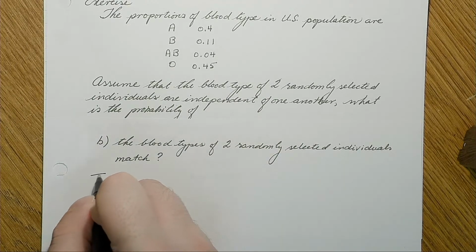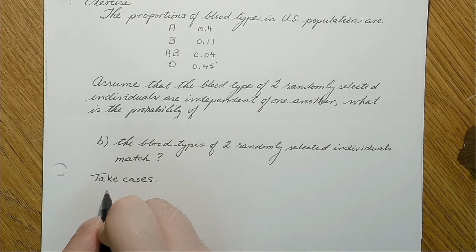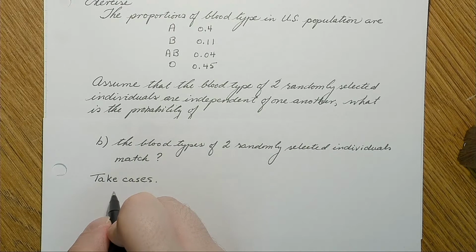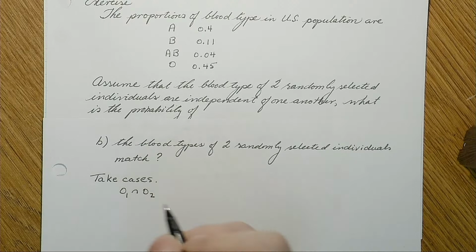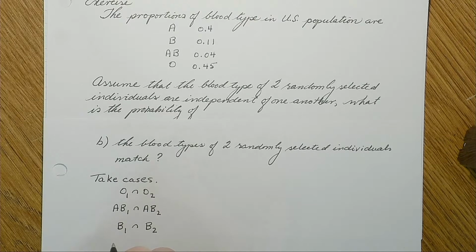So here is a technique. Again, we'll take cases. We could have where the first person is O and the second person is O, or the first person is AB and the second one is AB, or the first person is B and the second person is B, and the last, the first person is A and the second person is A. Yes, I think 0.38 is correct, but let's check.